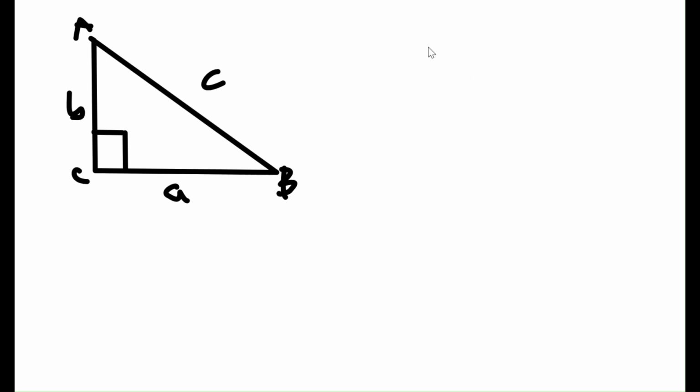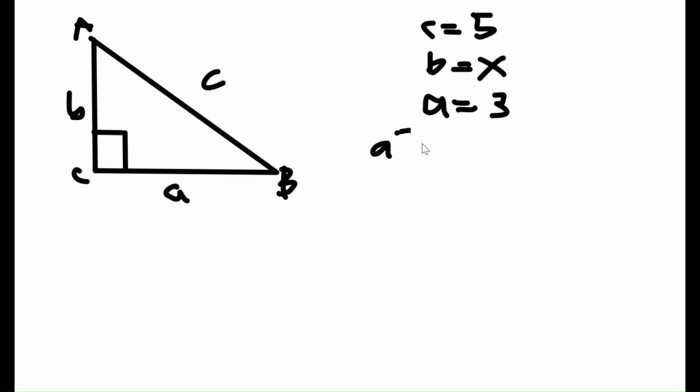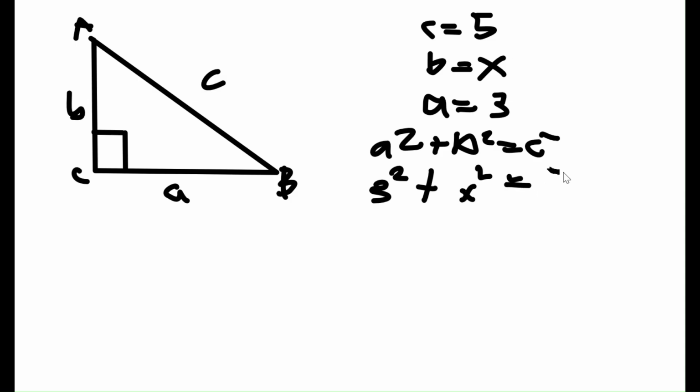Now let's try another example wherein c is 5, we will be looking for b, so b is x, and a is equal to 3. So do the Pythagorean formula. So a squared plus b squared is equal to c squared. So we have a, which is 3 squared, and b for x squared is equal to 5 squared.